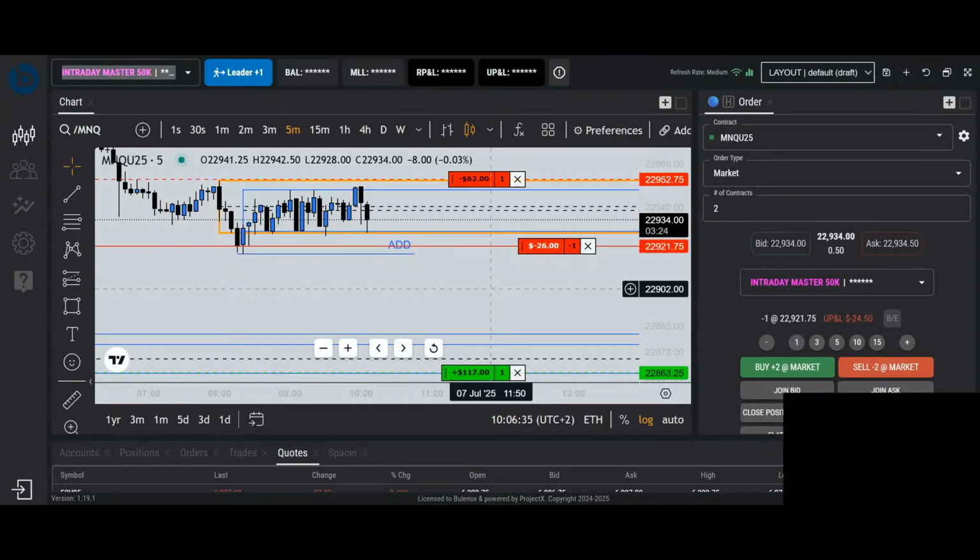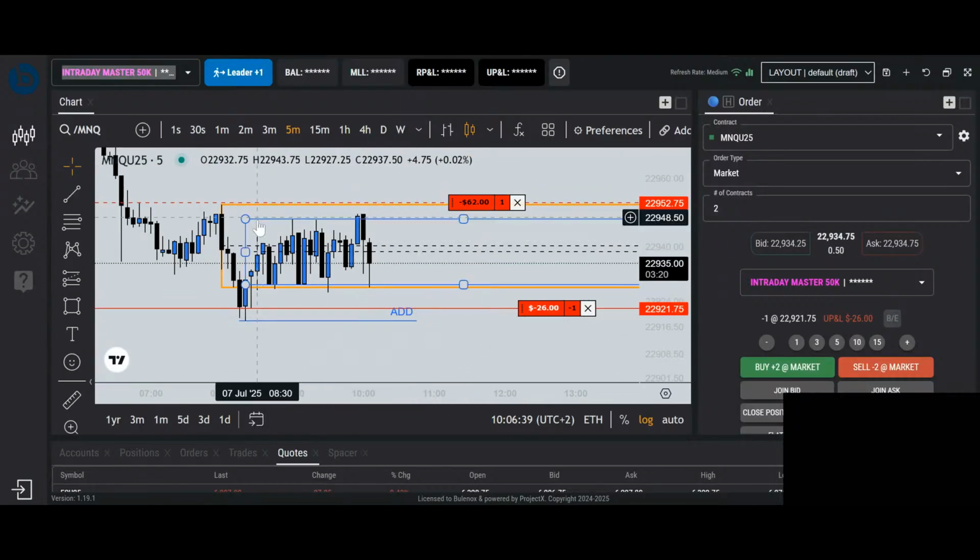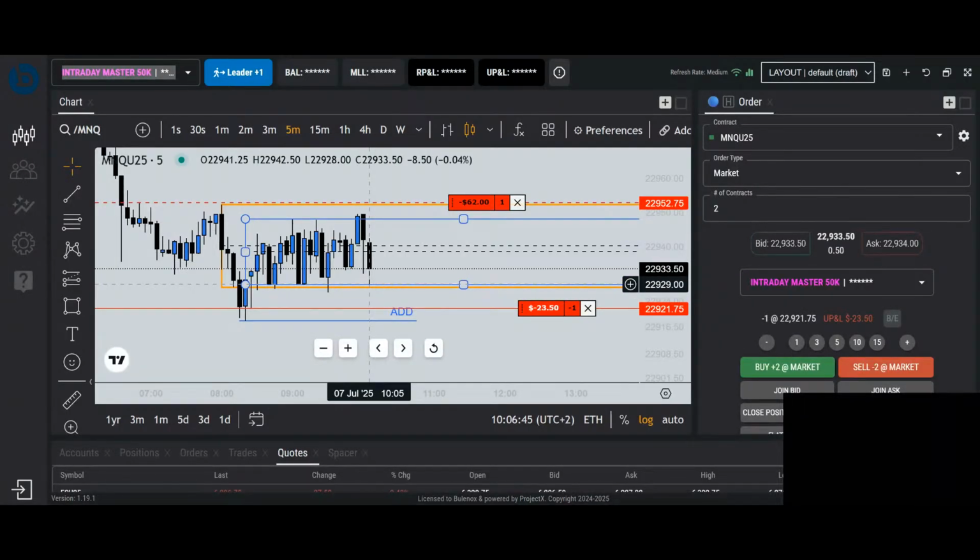And here, London actually would not have worked. We had the London ORB, we had a small breach here, and it immediately closed back to the lows. So the London ORB would not have worked today.